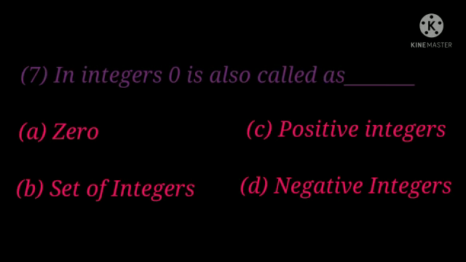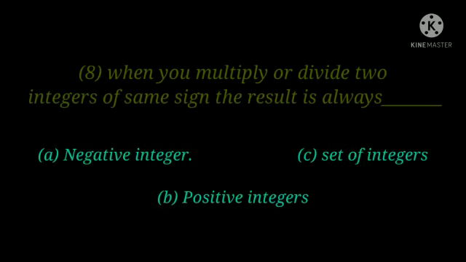In integers, 0 is also called as what? Your time starts now. Here, 0 is also called as set of integers. It is not called as positive integers or negative integers. In between it will be there. That's why it is called as set of integers. And your answer will be B option, set of integers. Now let us see one more question.